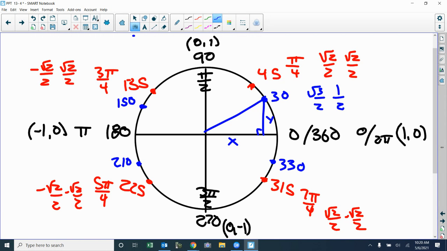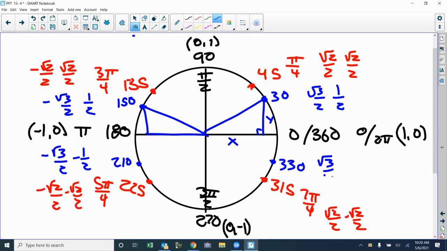Is that going to be the same in all these? Yes. Okay. Here's your x. It is negative square root of 3 over 2. Your y is half. Of course, down here, both are negative. And back down here, your x is positive. Your y is negative.